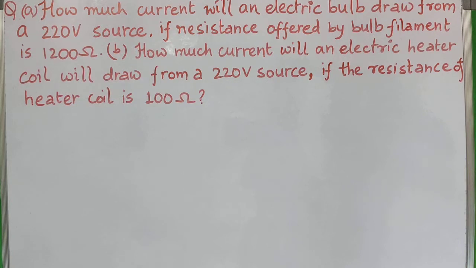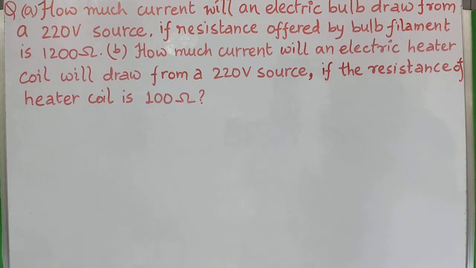How much current will an electric bulb draw from a 220 volt source if the resistance offered by the bulb filament is 1200 ohms? How much current will an electric heater coil draw from a 220 volt source if the resistance of the heater is 100 ohms?